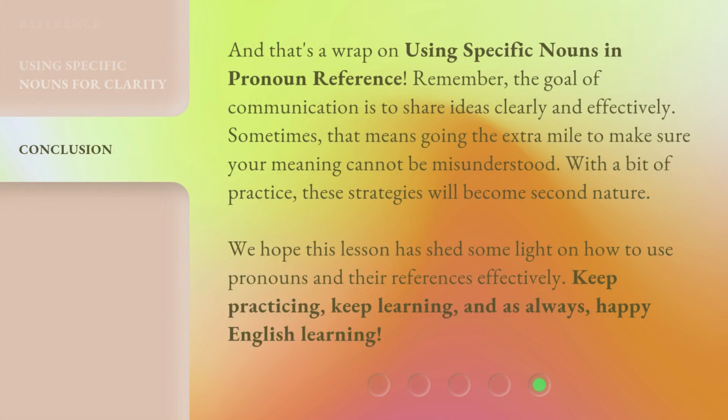And that's a wrap on using specific nouns and pronoun reference. Remember, the goal of communication is to share ideas clearly and effectively. Sometimes, that means going the extra mile to make sure your meaning cannot be misunderstood. With a bit of practice, these strategies will become second nature.